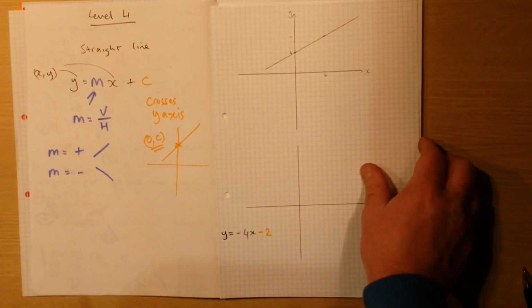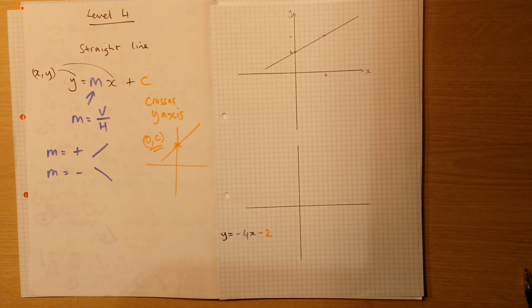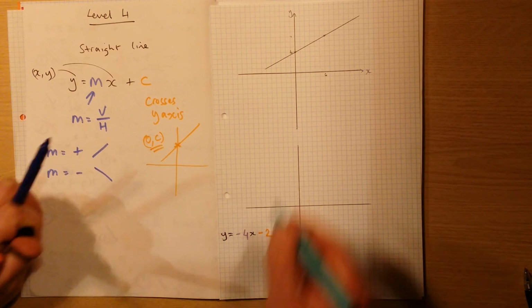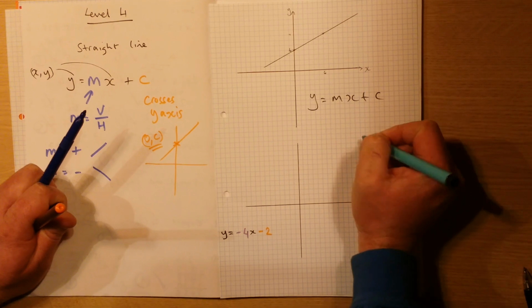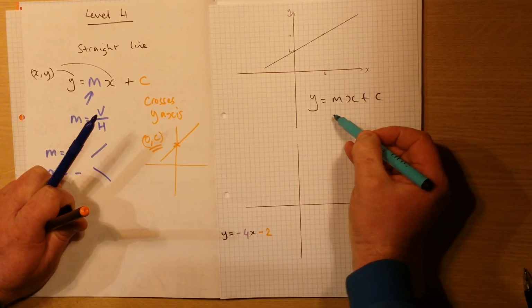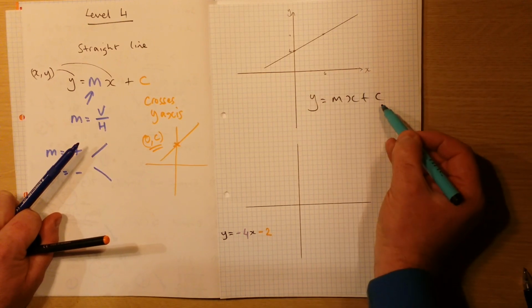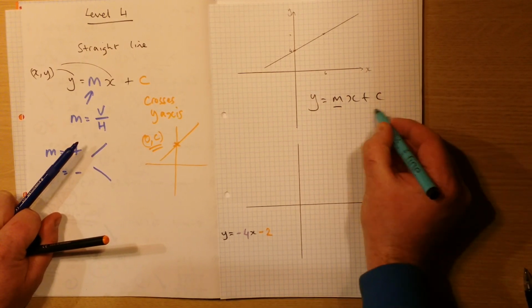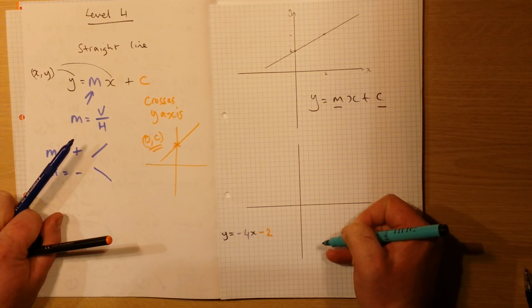Now let's look at a couple of examples. So the first one here we've got a line that's going up from left to right, and I've got to find the equation of this straight line. Now what I know is, I know that y equals mx plus c, and I need to find the gradient, and I need to find the y-intercept, or where the line crosses the y-axis. If I can find both of these things here, then I can write down the equation of the straight line.